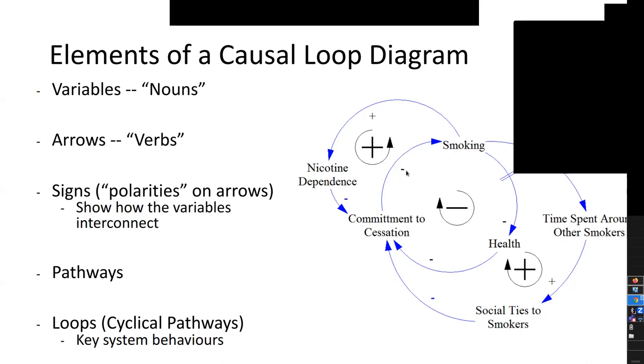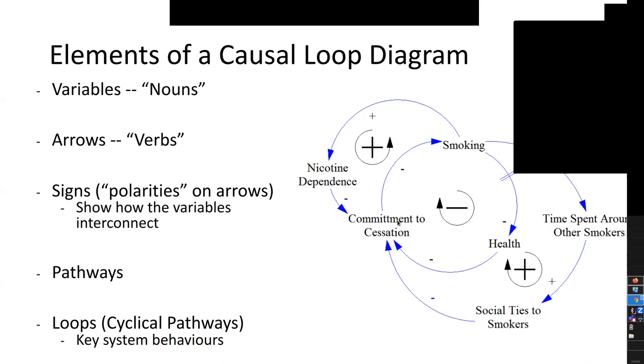Some people like to think of a minus as meaning opposite sign. If you change A, how does it change B compared to what it would have been if you didn't change A? Does it change in the same direction or the opposite direction? So opposite: you increase commitment to cessation, smoking decreases. You decrease commitment to cessation, smoking will tend to increase, compared to the value it otherwise would have had. It's not saying smoking is going up necessarily, but it's higher than it would have been.